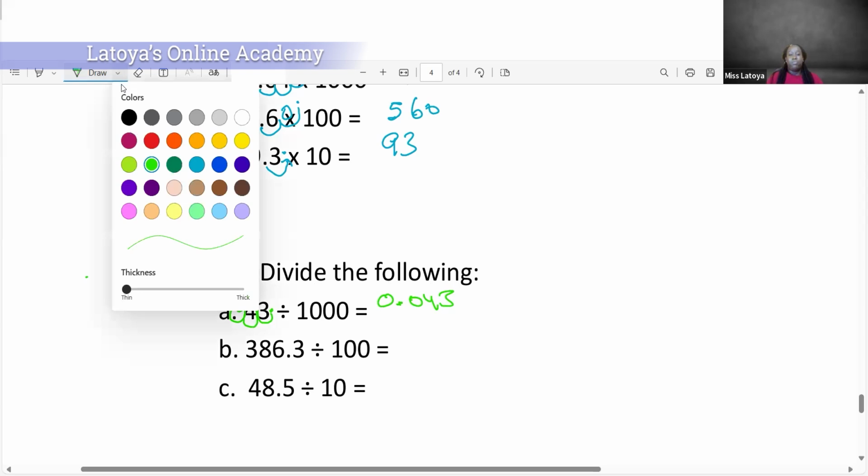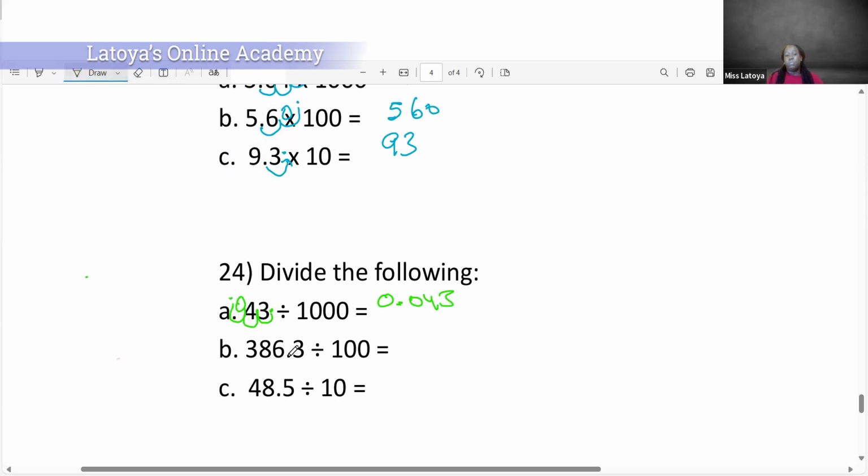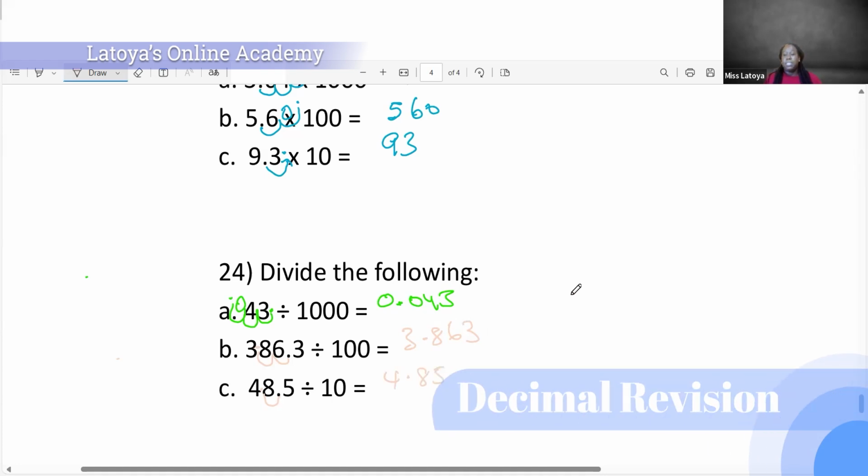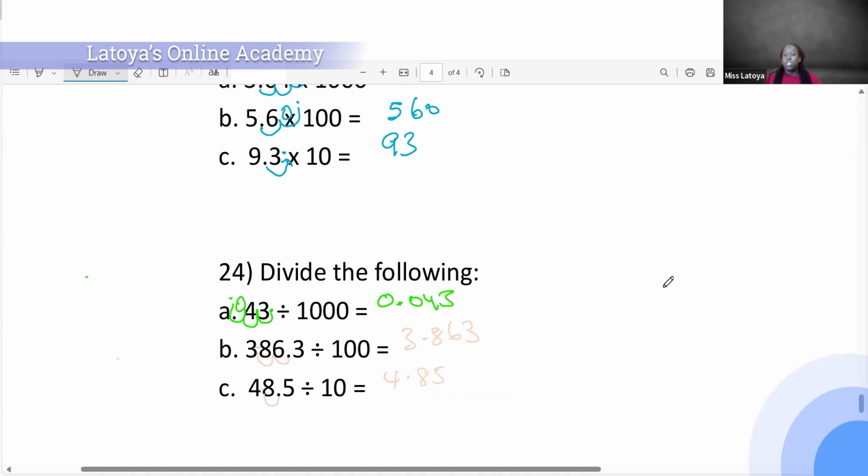I want to multiply 386.3 by 100. I would shift my decimal point 2 times to the left. It's now going to be between 3 and 8. 48.5 divided by 10. I shift my decimal point once to the left. So I'm now getting 4.85.